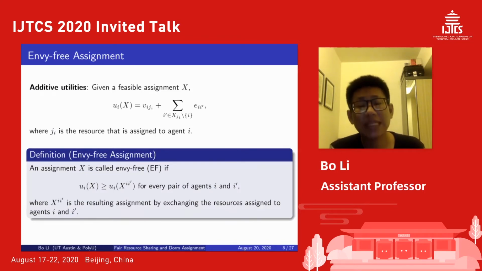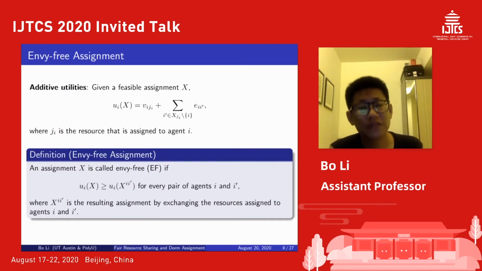Next, we define the utilities. In this work, we assume the utility function is additive. So for a given feasible assignment X, the utility of every agent i is just the summation of her generic value for the resource and her external value for the other agents with whom she shares the resource. So if in assignment X, g_i is the resource that is assigned to agent i, then her utility is her value for the resource g_i plus her external values for the agents that are also assigned to resource g_i.